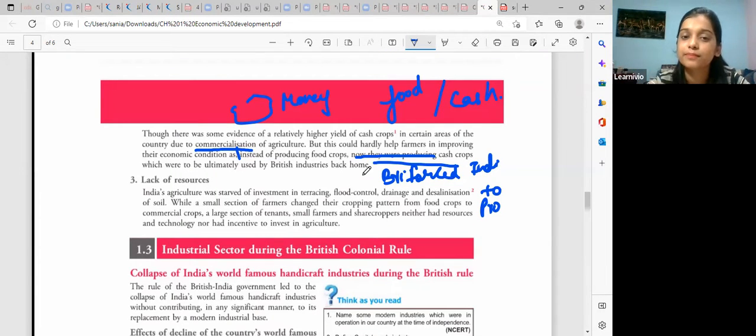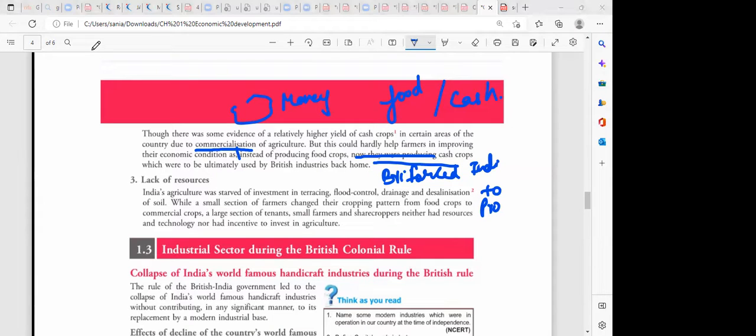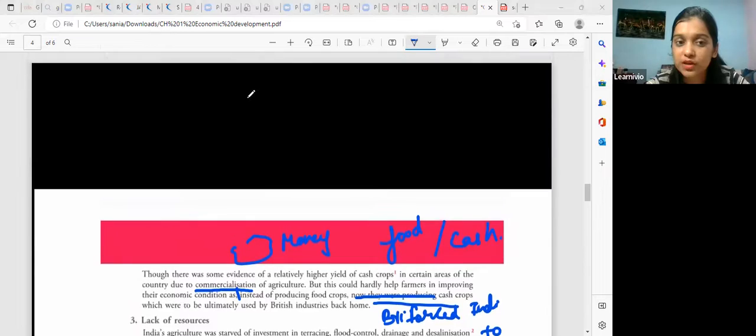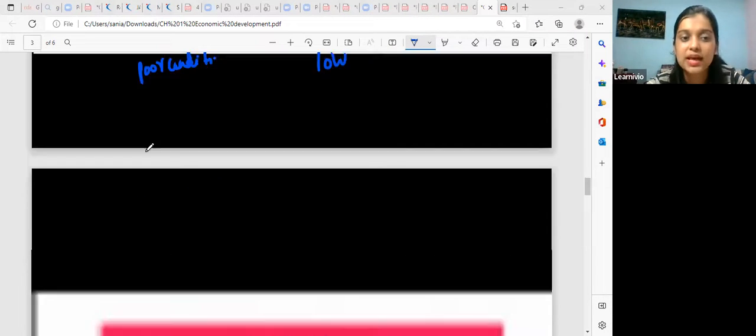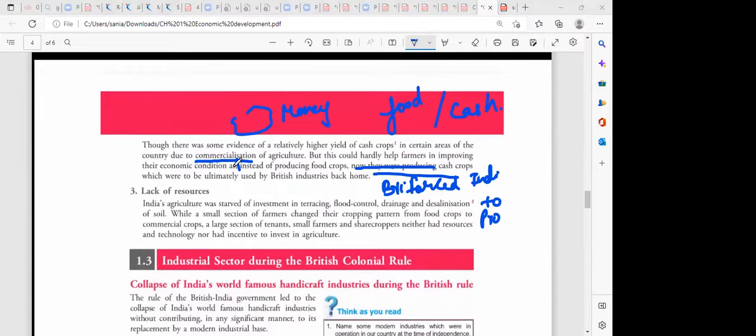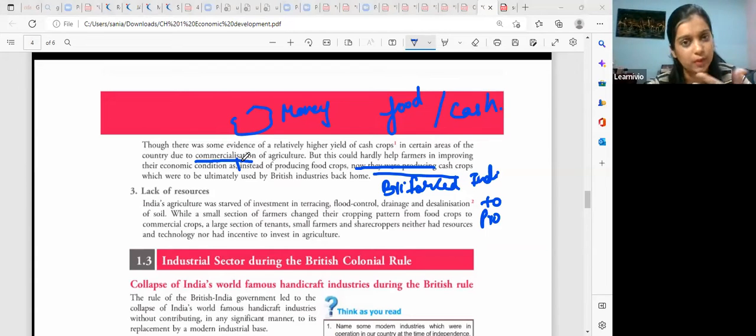Clear? Yes, ma'am. Ma'am, from the beginning should it be right? Yes, this is the first point you wrote down, and the second point is going to start from here: instead of. Okay. Or if you want to write it like that: Britishers forced Indians to produce cash crops instead of food crops. You can write it down. It's your choice. You are going to make your notes and learn it, so it's your choice.